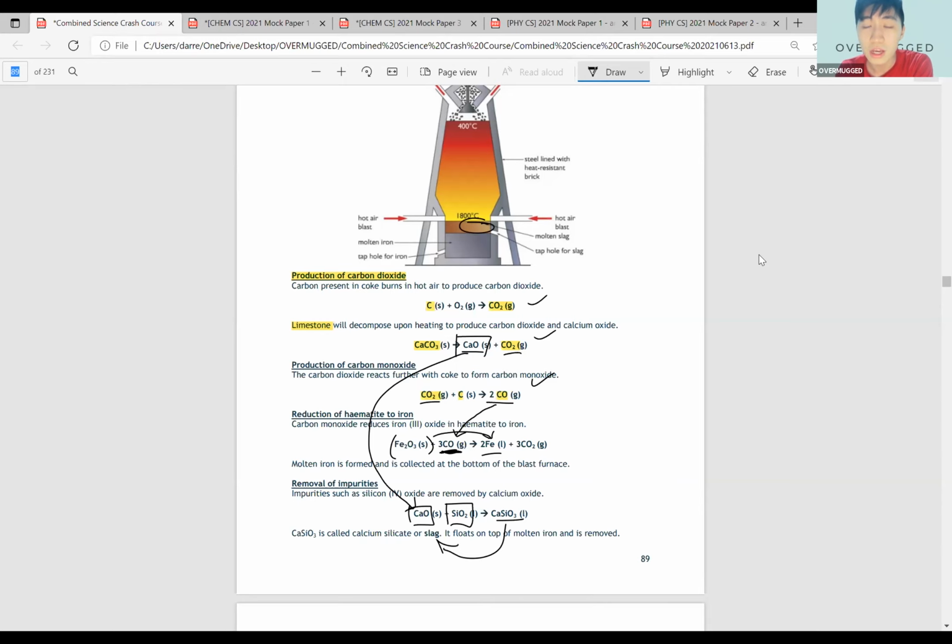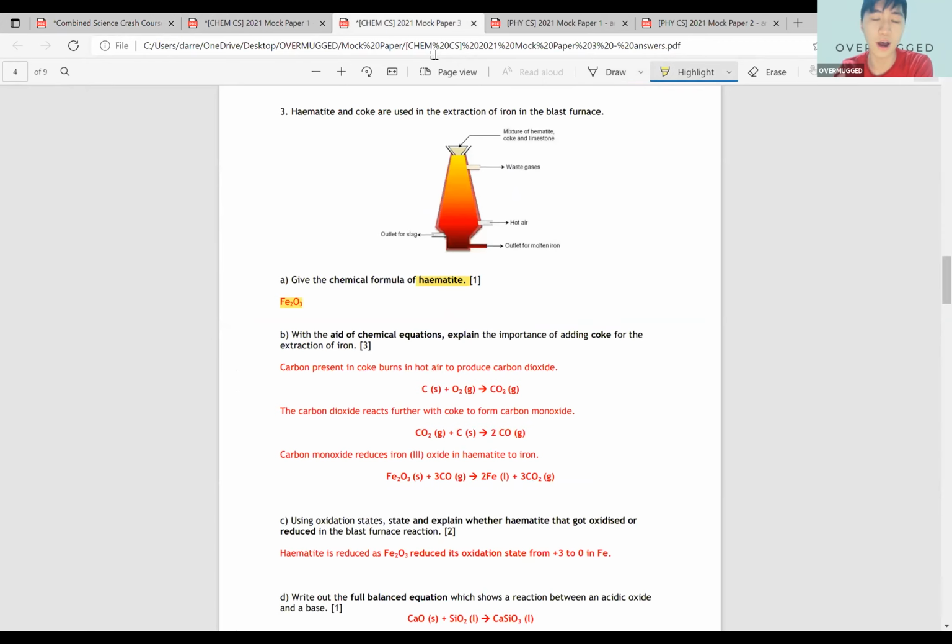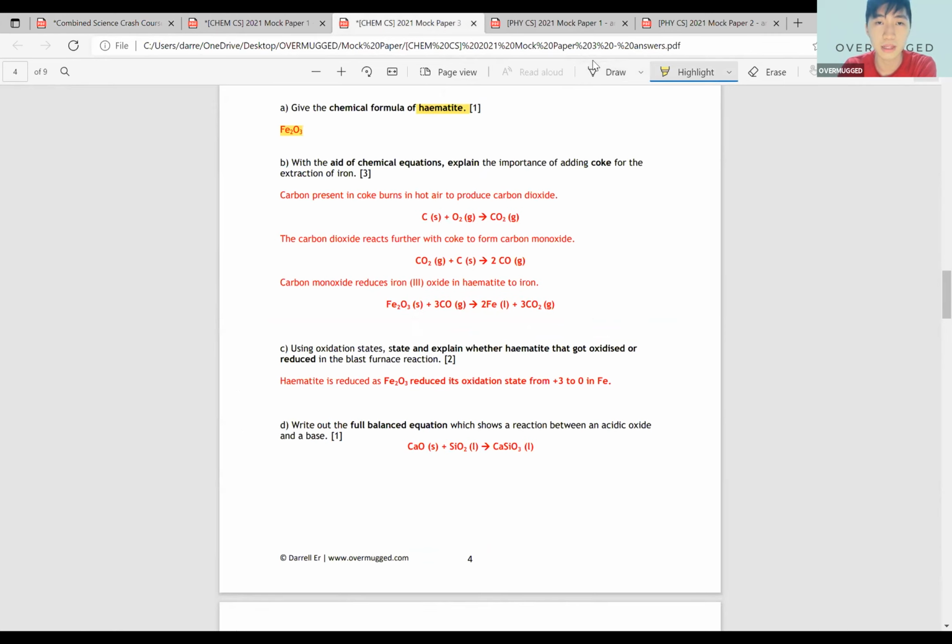So hopefully these five equations start to make a bit more sense from the explanation. So it's not about purely memorizing, but it helps a lot if you understand why the equations are as such. Okay. This one I will not explain. So oxidation state from +3 to 0, therefore reduced. Balance the equation between an acidic oxide and a base. Calcium oxide is a metal oxide, so it should be a basic oxide, which is a base. Okay, so this is your base. Silicon dioxide is a non-metal oxide, so it's an acidic oxide. Okay, so therefore the answer is this.